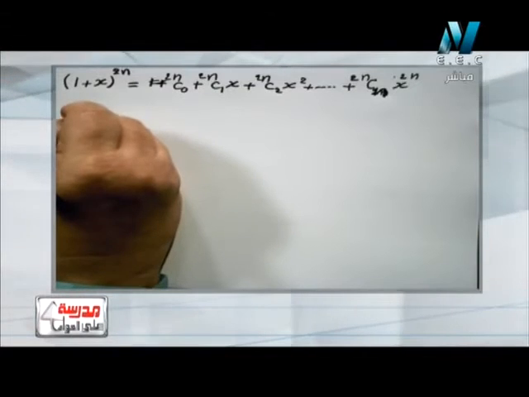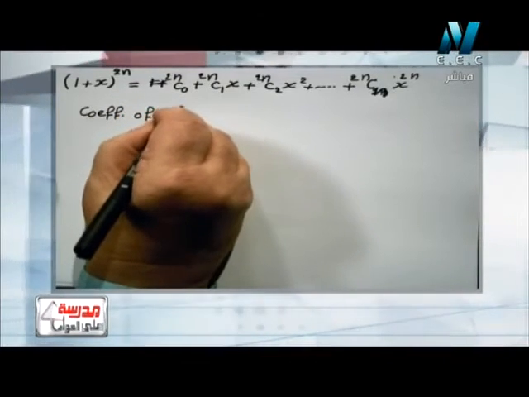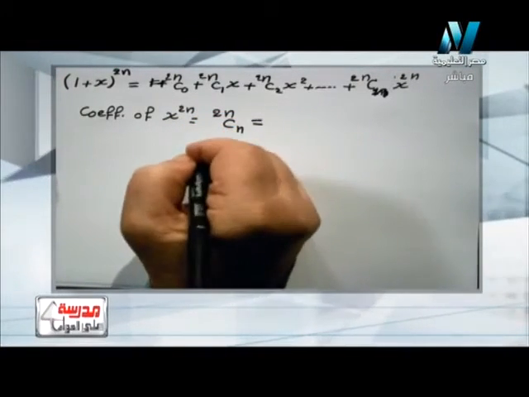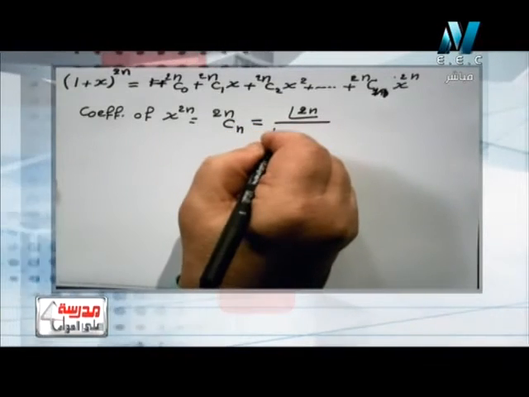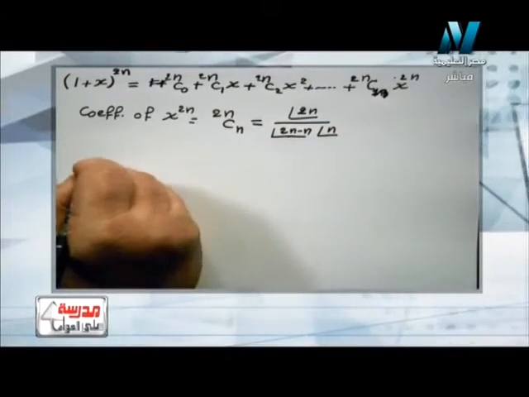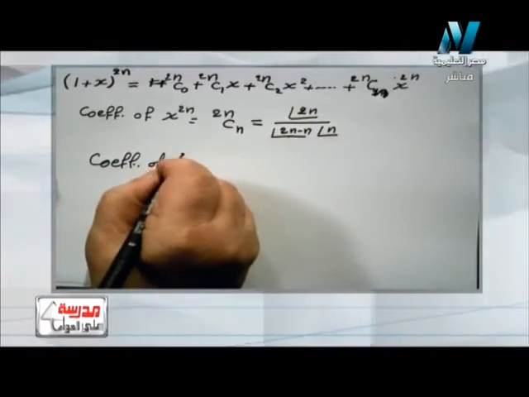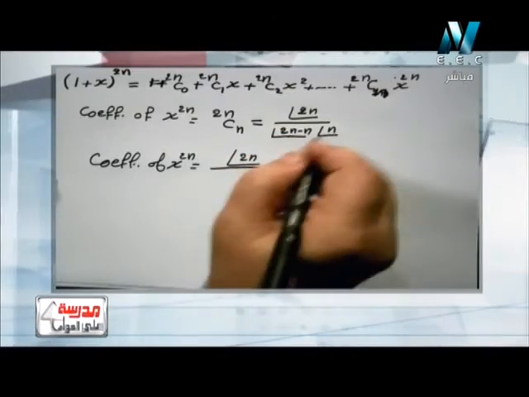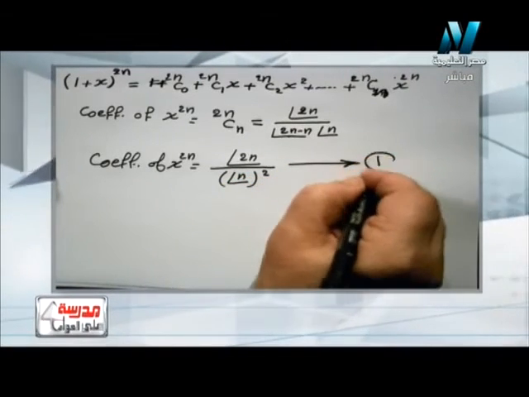طيب لو أنا جيت آخد coefficient of x power 2n هيديني 2nCn، ولو حبيت أعمل لها expand فهتديني factorial 2n over factorial 2n minus n multiply factorial n. يعني finally هوصل من هنا إن coefficient of x power 2n هتبقى equal factorial 2n، وطبعا 2n minus n تبقى n multiply factorial n، يبقى factorial n all square، وهسمي ده left hand side number 1.